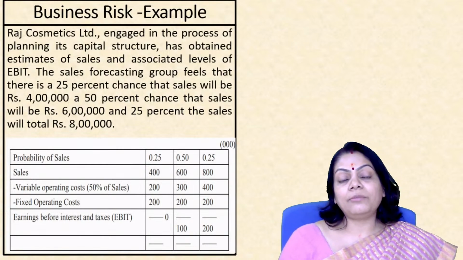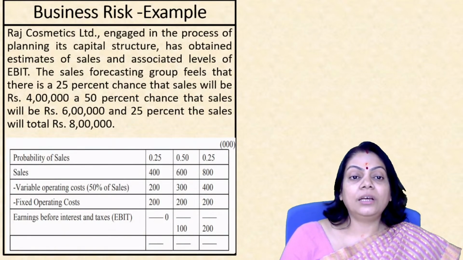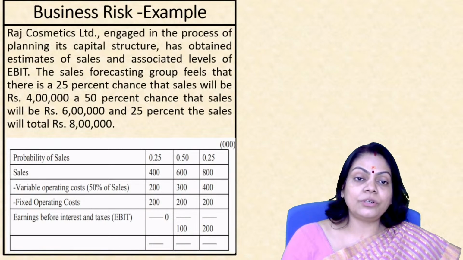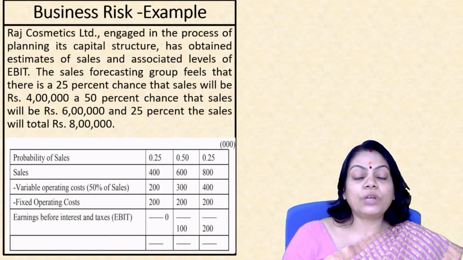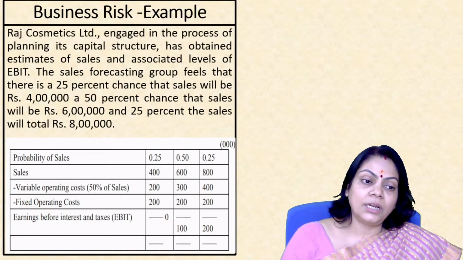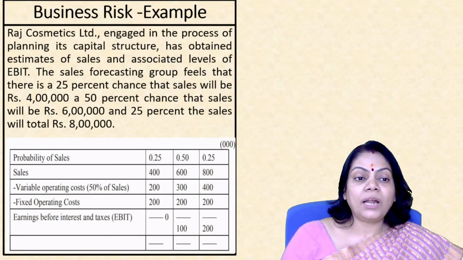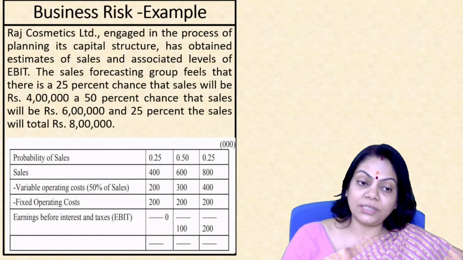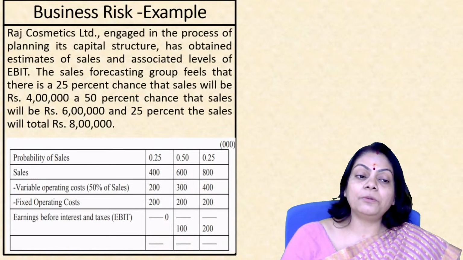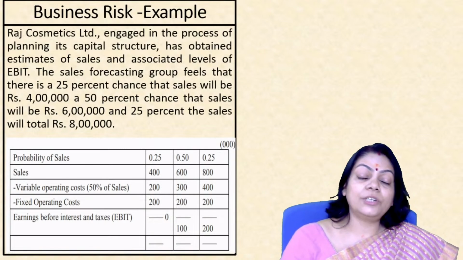This is the example I've taken from the study material only. Raz Cosmetics is engaged in planning its capital structure, and has obtained estimates of sales and associated levels of EBIT. The sales forecasting group has given three probabilities. There is a 25% probability that the sales will be 4 lakh, a 50% probability that the sales will be 6 lakhs, and another 25% probability that the sales will be 8 lakh. So the highest probability is that the sales will be 6 lakh.